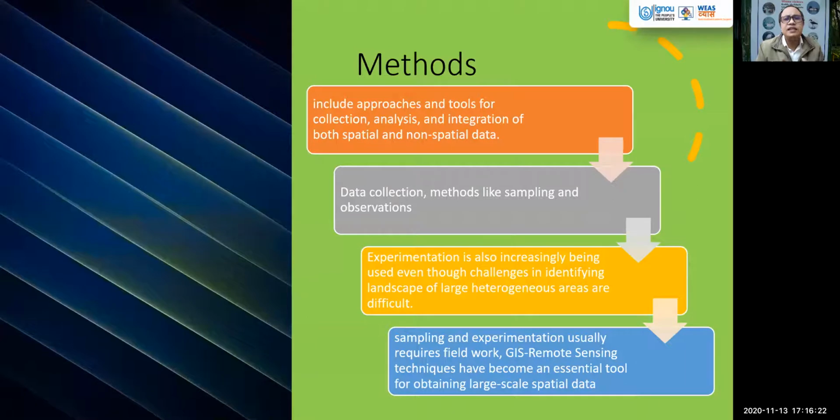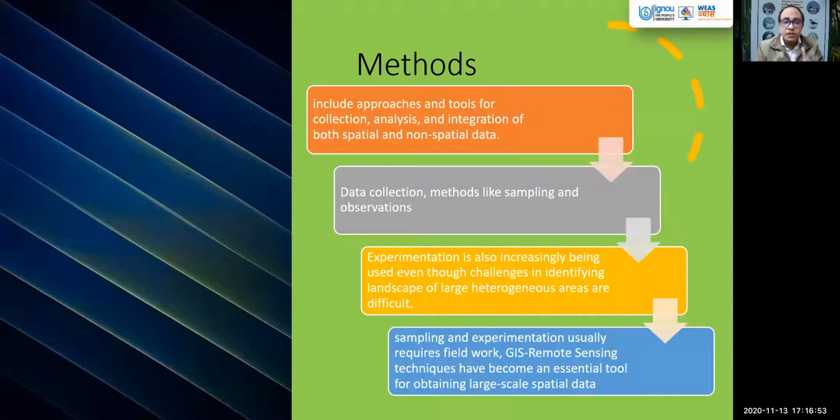So how to study landscape ecology? When we study landscape ecology, that means the structure and function of the landscape, just like other scientific study, it needs a particular approach and tools to collect, analyze, and integrate data. As we know, the landscape is changing in terms of time and space. So spatial and non-spatial data need to be collected, analyzed, and integrated.